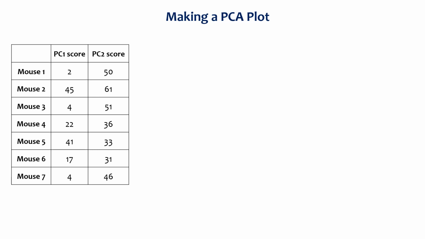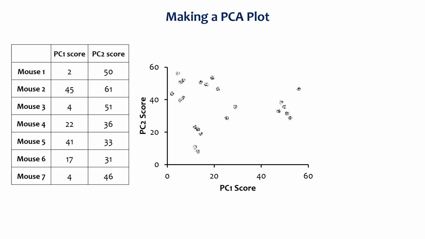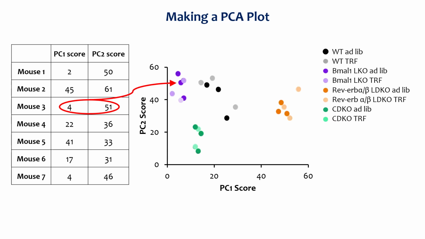This gives us a table with overall influence scores for PC1 and PC2 for every sample in our experiment as shown here. To draw the PCA plot, we make a scatter plot using the PC1 scores for every sample on the x-axis and PC2 scores on the y-axis. If groups of samples show gene expression patterns that are more similar to each other, such as biological replicates or similar genetic or environmental conditions, they will cluster together in this plot. In this case, genotype was shown to influence the data more than feeding regimen.